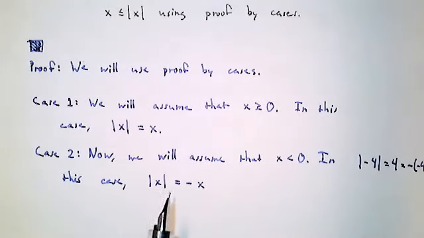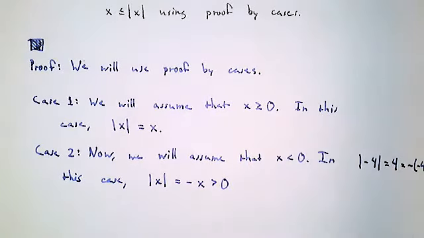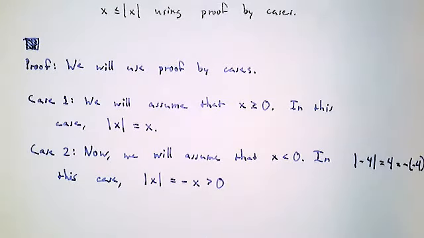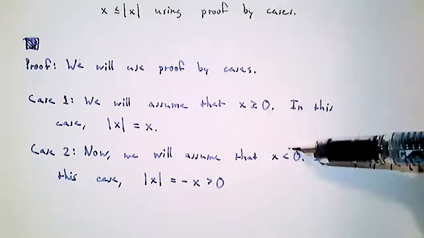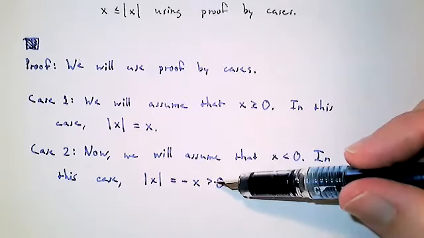So if the absolute value of x is equal to negative x, we know that this is going to be greater than 0. It's going to be a positive number. How do you know which sign to use with less than or greater than? Are you asking about these two or this one? This one here.